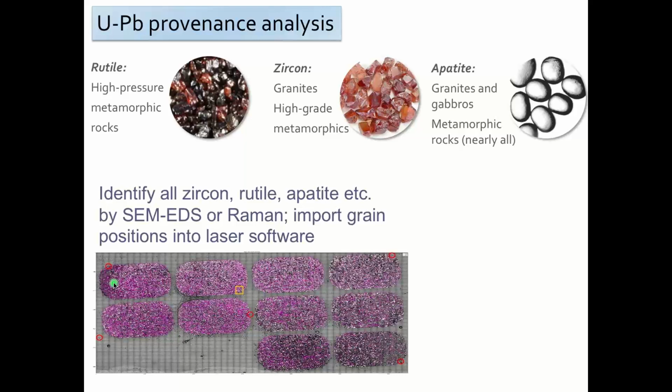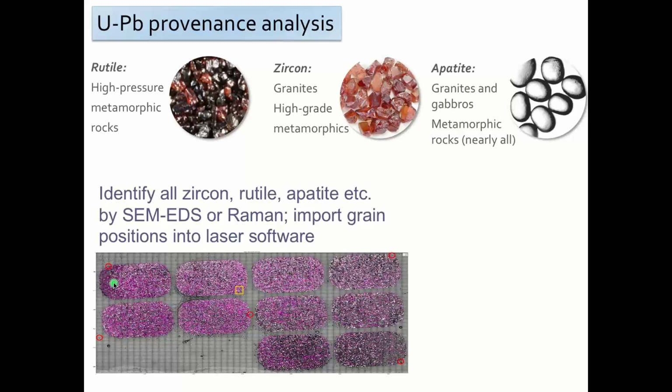We can also exploit the different temperature sensitivities of these minerals. For example, apatite records the temperature or the time at which the rock hosting the apatite last cooled below about 450 degrees, whereas zircon has a very high closure temperature and nearly always records crystallization.